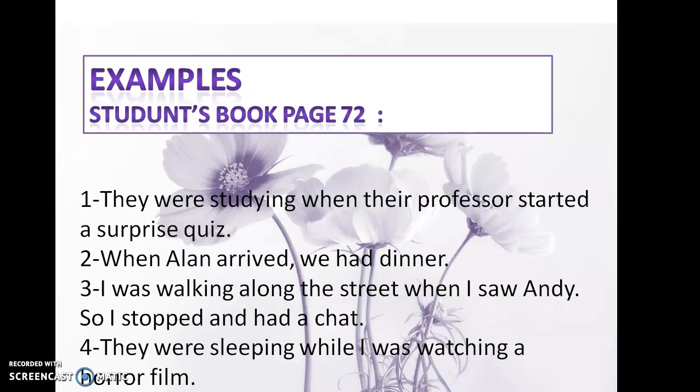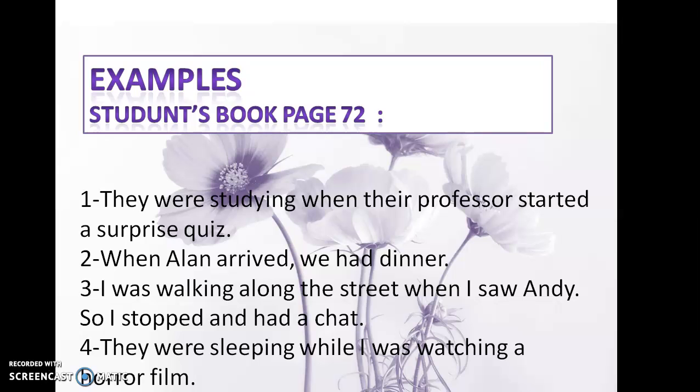Examples from your student's book, page 72. They were studying when the professor started a surprise quiz. Here, as you notice, we have were studying, past continuous, to indicate the long action. هون في عنا فعل أخذ بعض الوقت، استمر لفترة من الزمن. So that's why we used past continuous. And notice here that we used were with they. When the professor started, notice برضو here إنه we have when followed by verb to. بعد when نستخدم verb to.